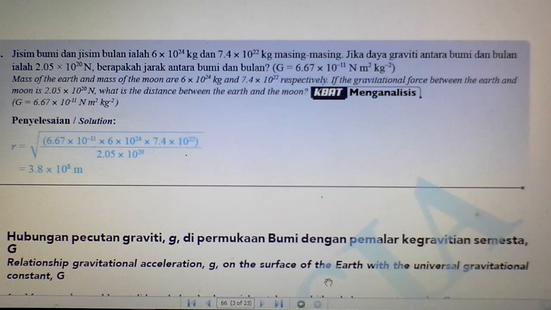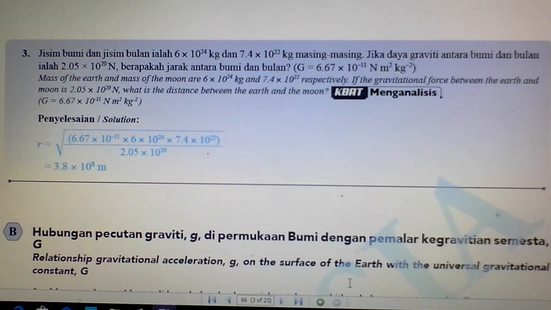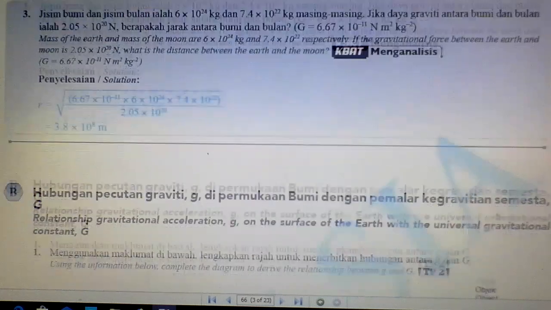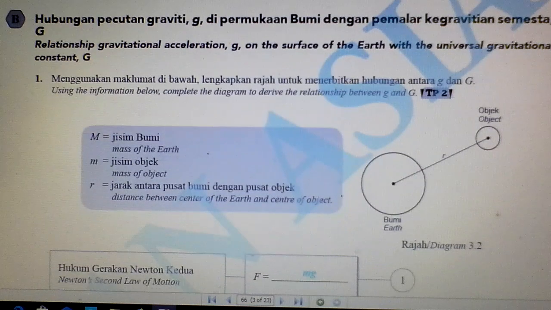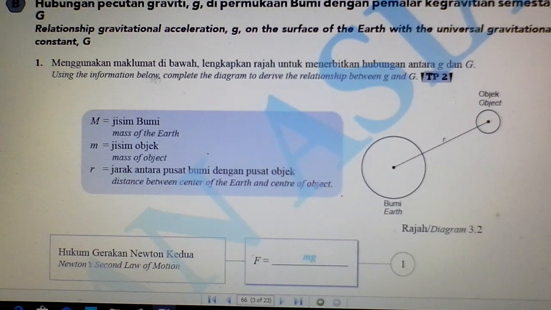Okay, for part B, bahagian B, part B: the relationship between gravitational acceleration and the universal gravitational constant. One is small g, one is capital G.